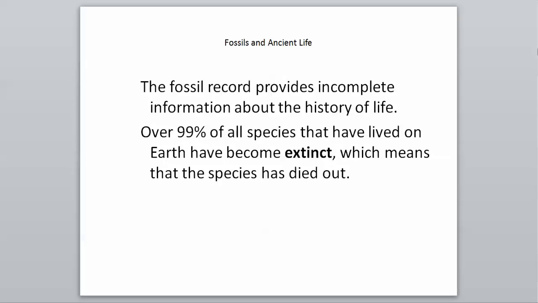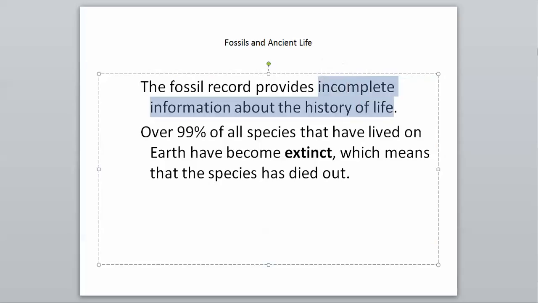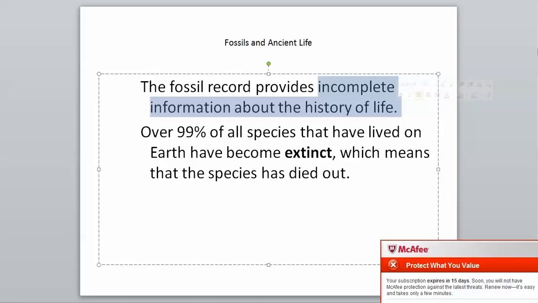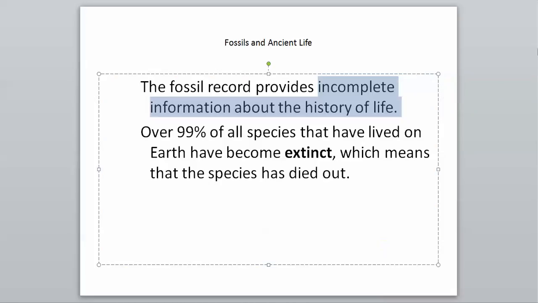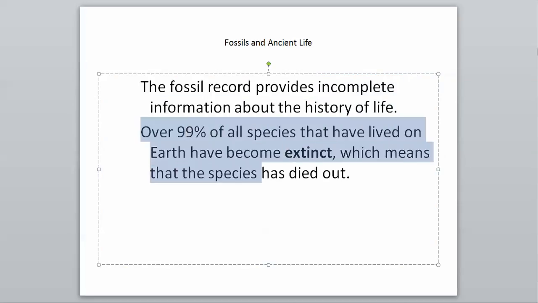However, our fossil record is not perfect, and that's a big thing. It is not perfect because it provides us incomplete information about the history of life. Not every single organism that has ever lived has been fossilized, and we'll talk about why later in some of these videos. So it is an incomplete record. Another big thing is that over 99% of all species that have lived on Earth have become extinct, which means the species has died out. We've learned what the word extinct means, but over 99% of all living things have died and no longer exist. So we obviously don't have all of those things preserved, which again goes back to how it's an incomplete record. However, we do have some records.